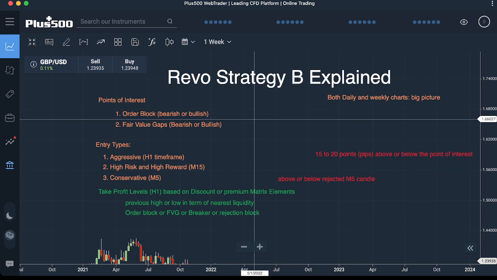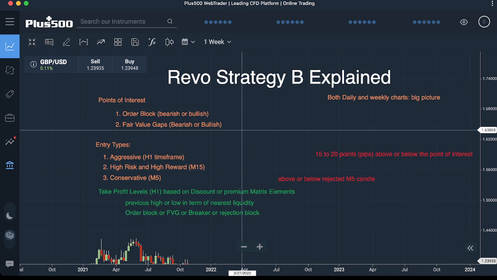I also showed you how you can set the stop loss based on each entry type, and also how to find the target profit as per the discount or premium matrix elements, and which one is the easiest target that you can achieve and you can increase your profitability.